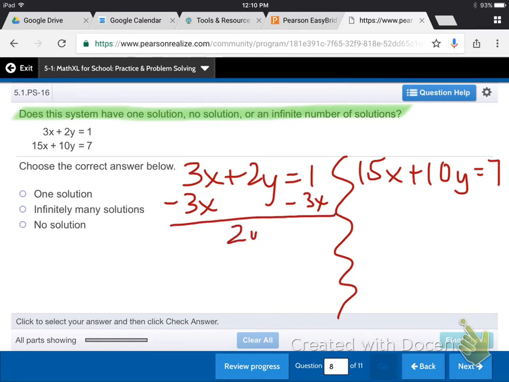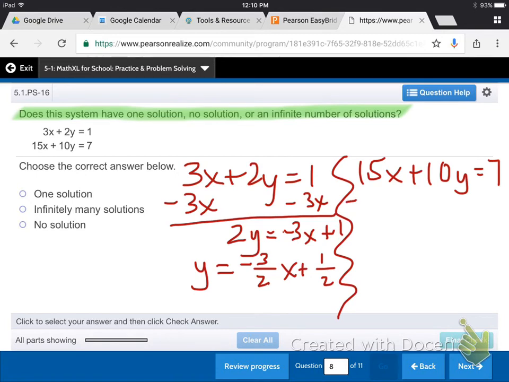On this side, it means subtract 3x and subtract 3x. And we get 2y equals negative 3x, let's put that first, plus 1. And then divide by 2, every term gets divided by 2, and so 2 by 2 is 1. That's 1y equals negative 3 over 2x plus 1 over 2. So every number got divided by 2.